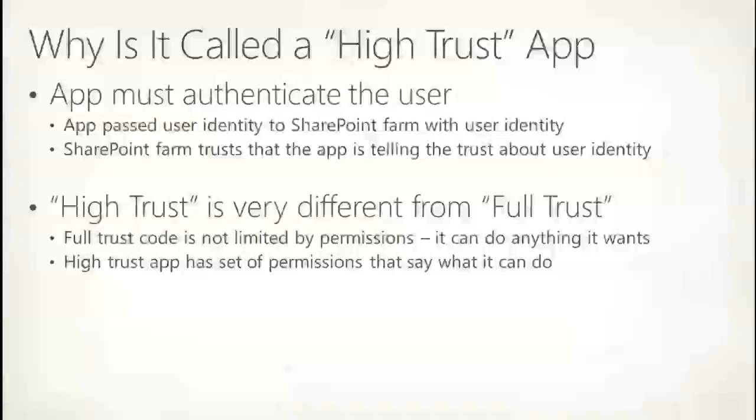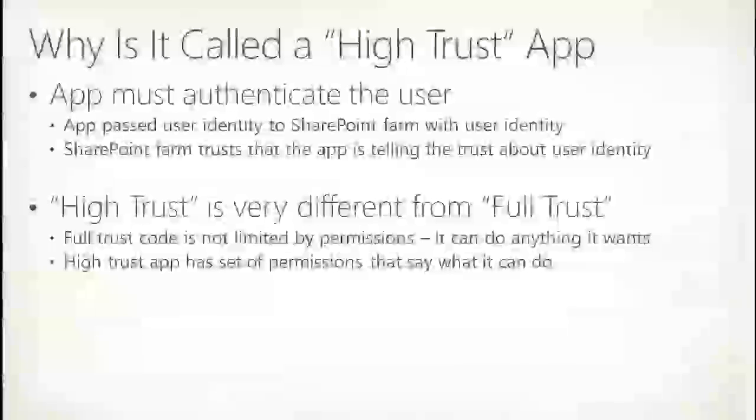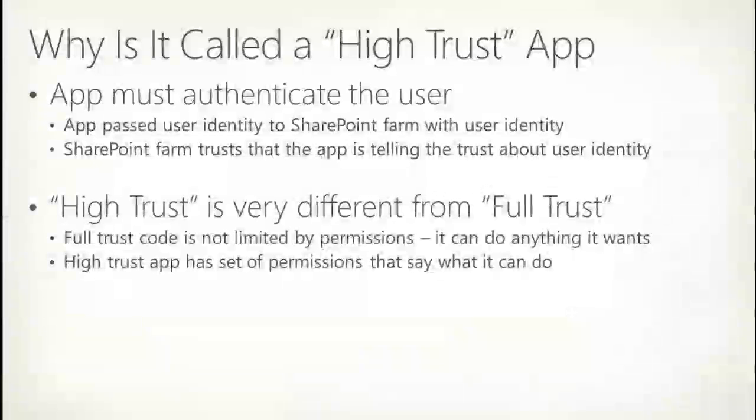Now, why is it called high trust? A lot of people confuse full trust and high trust. Since there's no context token and there's no ACS, there's no way to push something into the app that has the user identity. So instead, the server running the remote web will just challenge the client and do a basic Windows authentication.